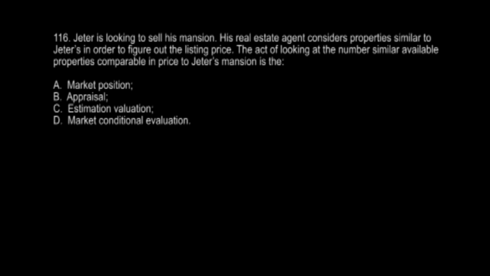116. Jeter is looking to sell his mansion. His real estate agent considers properties similar to Jeter's in order to figure out the listing price. The act of looking at the number of similar available properties comparable in price to Jeter's mansion is the A. market position, B. appraisal, C. estimation valuation, D. market conditional evaluation.